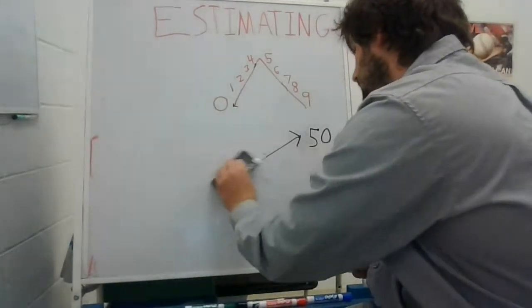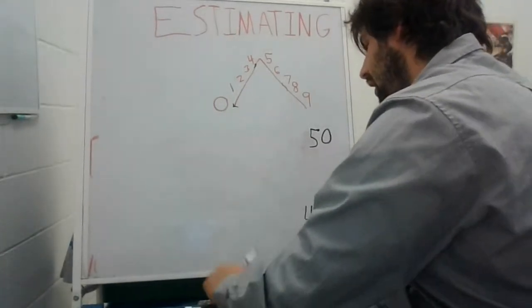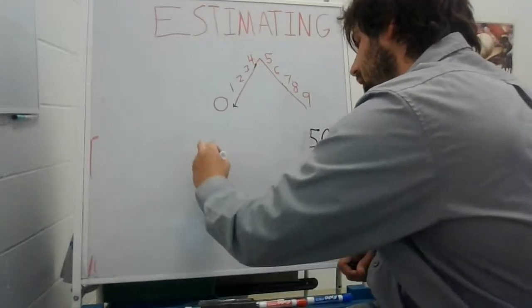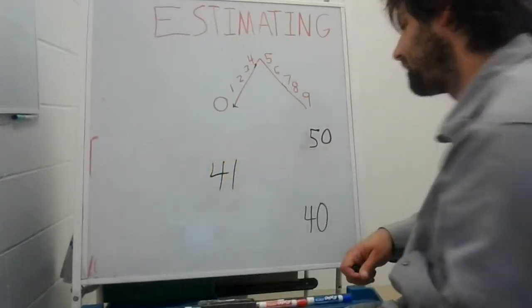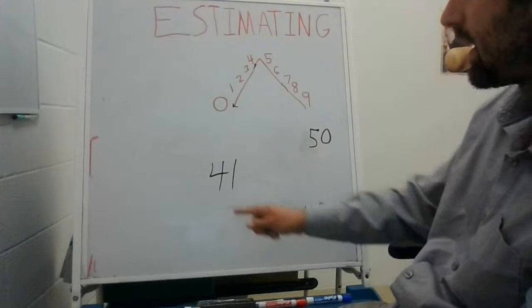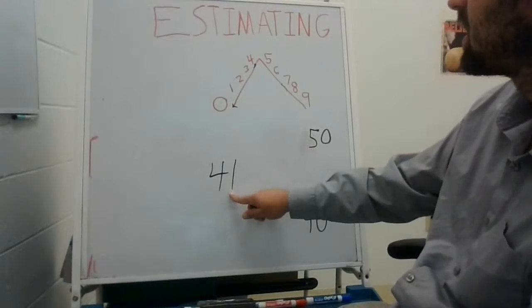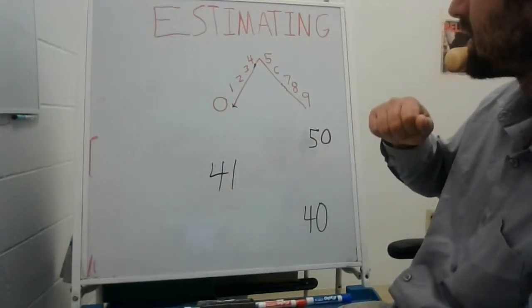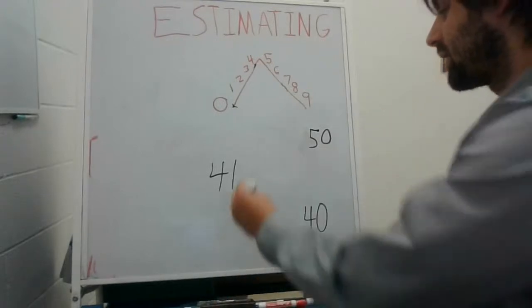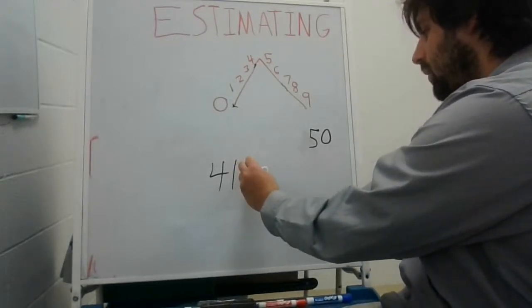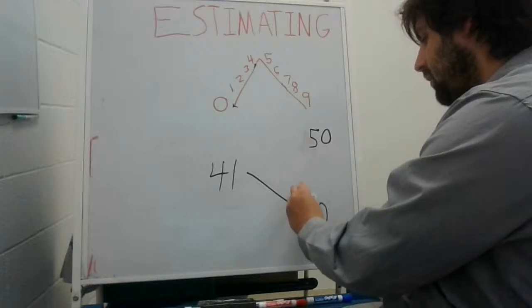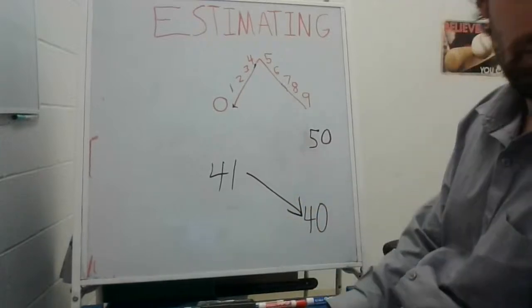I'm only going to do one at a time, make it a little more simple. All right. 41. So again, the digit in the ones place is less than 5. 41 is less than 5. So that is an example of something we would round down. If we were rounding to the nearest 10, we would round down to 40 for the number 41.